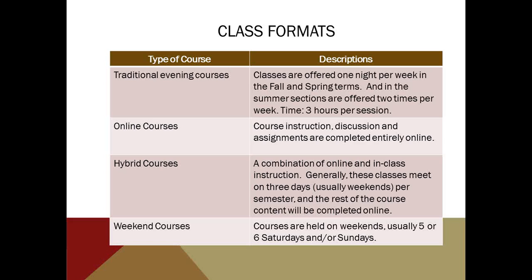So for our class formats, typically our classes throughout the semester offer 1 night per week in the fall and spring terms, and in the summer sessions are offered 2 times per week with a time of about 3 hours per session. Those are our traditional evening courses catering to our adult student population. We have about 10% of our students who are full-time or international status. We also offer online courses, and I say we offer online courses, but that does not happen every single semester. It depends on the enrollment and also the interest of students who are part of our main campus program.